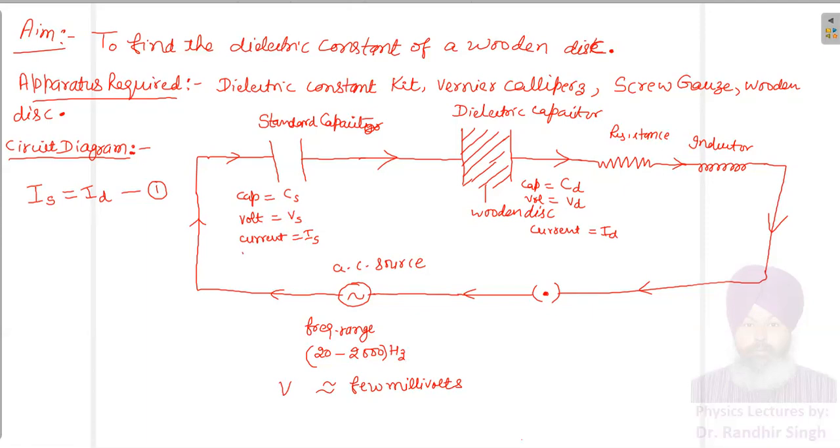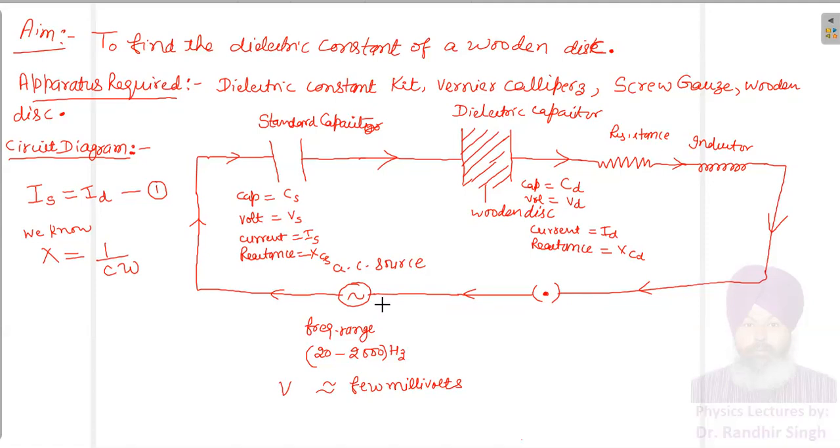Then the reactance of this capacitor is XCS, and reactance of this capacitor is XCD. Kindly remember that we know that reactance of a capacitor is given by 1 upon C omega.